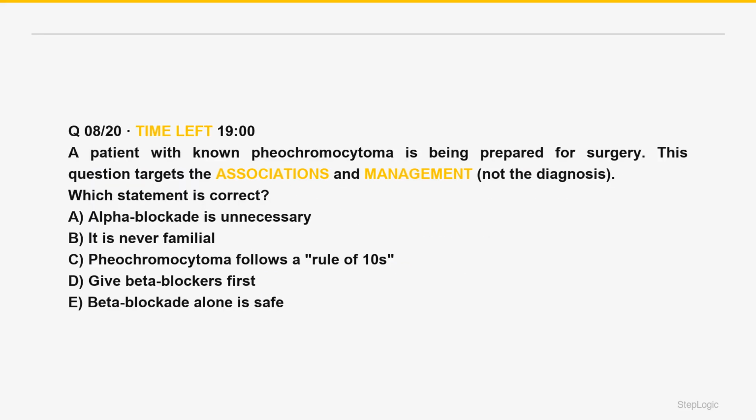Which statement is correct? A patient with known pheochromocytoma is being prepared for surgery. This question targets the associations and management, not the diagnosis. Read the command. Which pheochromocytoma association or management statement is correct? Rule of tens, MEN2, VHL, NF1, alpha block first, phenoxybenzamine, then beta, never beta first.